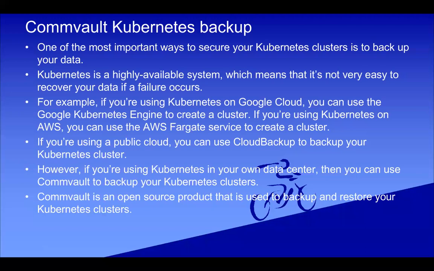If you're using a public cloud like Azure or GCP or AWS, you can use the cloud backup to back up your Kubernetes cluster. You have to do all the setup there and the disaster recovery, and integrate your Kubernetes AKS in Azure. And if you're using Kubernetes on AWS, you can use the AWS Fargate services to create a cluster for the backup. However, if you're using Kubernetes in your own data center, like your own premise data center, then you can use Commvault to back up your Kubernetes cluster. So that's the use of Commvault Kubernetes backup. Commvault is an open source product, and it's used to back up and restore your Kubernetes clusters as well.